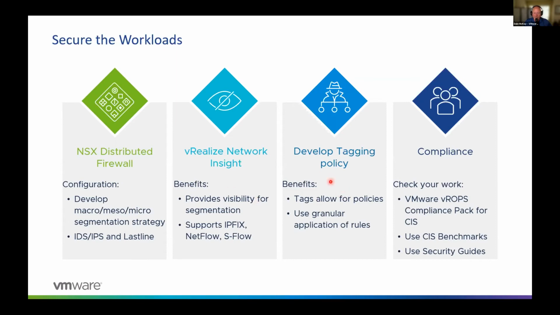I think we've spent enough time talking about tagging policy, maybe. The primary thing that I would say about tagging policy is that you must have a coherent tagging policy if you're going to have a successful NSX implementation. And lastly, again, I can check my work by utilizing some of those vROps compliance packages. Again, going back to the CIS benchmark, that's a document that you will want to become familiar with. Any questions about the NSX portion of this?